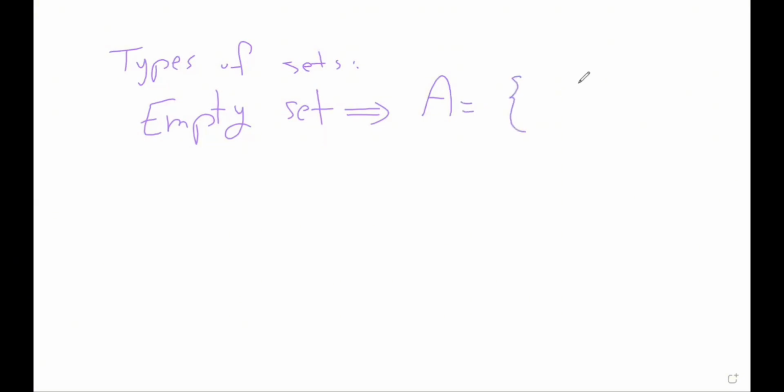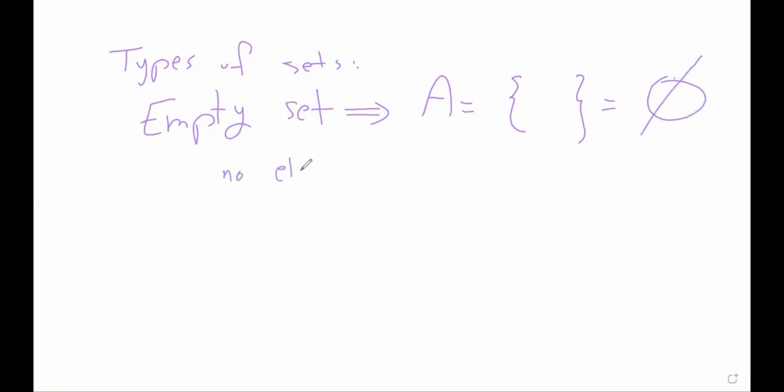Now we have to talk about the types of sets. We have 3 special types of sets. First we have the empty set. From its name, empty, it contains no element. The empty set, for example the set A, if it is empty, it only has 2 curly braces with no elements, or we have another symbol for the empty set, which is a circle with a cross on it. So the empty set contains no elements.